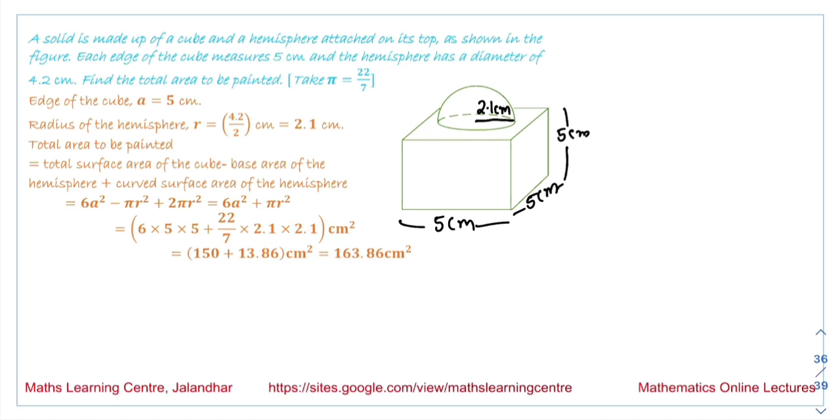Find the total area to be painted. So if we are talking about the total area, the area of this whole cube will be equal to 6a square.